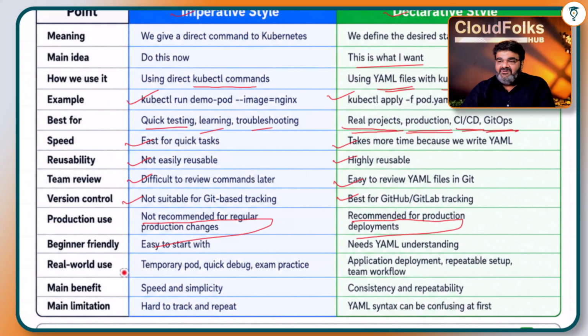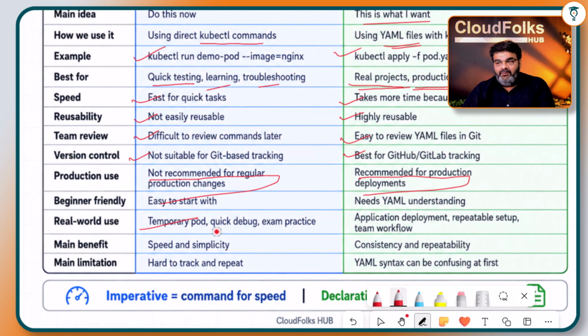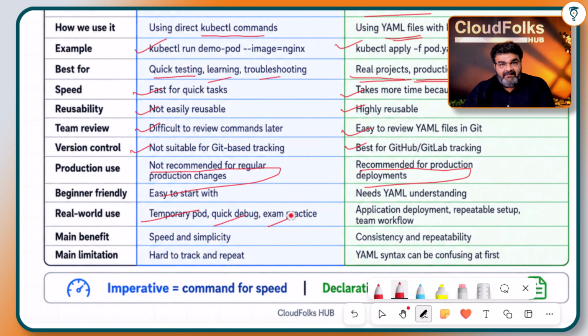Okay, now let's go to the next real world use case. If you want to create a temporary pod, quick debug, exam practice, we can use imperative. But for application deployment, repeatable setup, team workflow, we always use the declarative way. The main benefit of imperative style is speed. It gives speed and simplicity, but for consistency and repeatability, declarative style is better.